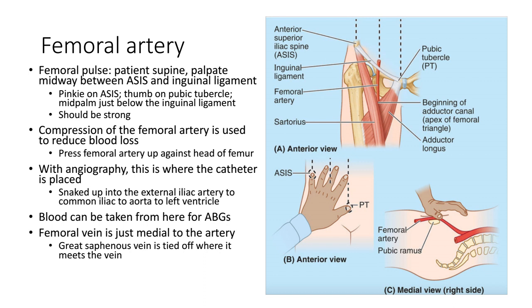The femoral vein is just medial to the artery, and the great saphenous vein is going to be tied off where it meets the vein if the great saphenous vein is going to be harvested for coronary bypass surgery.